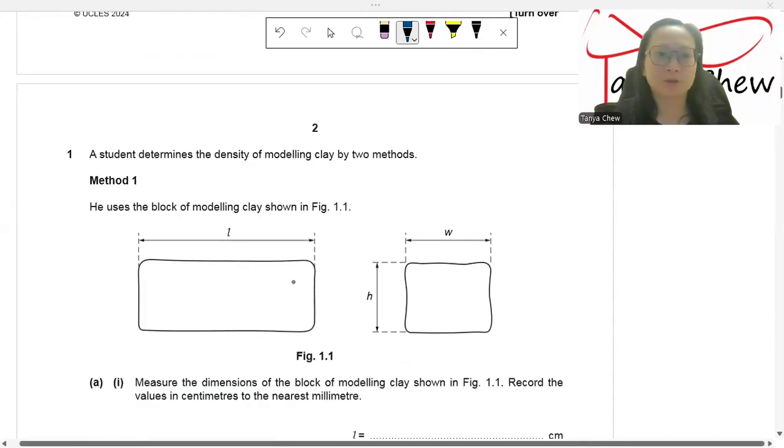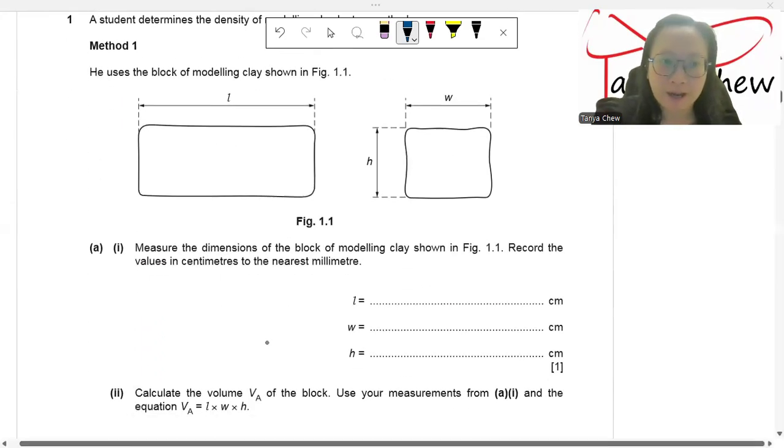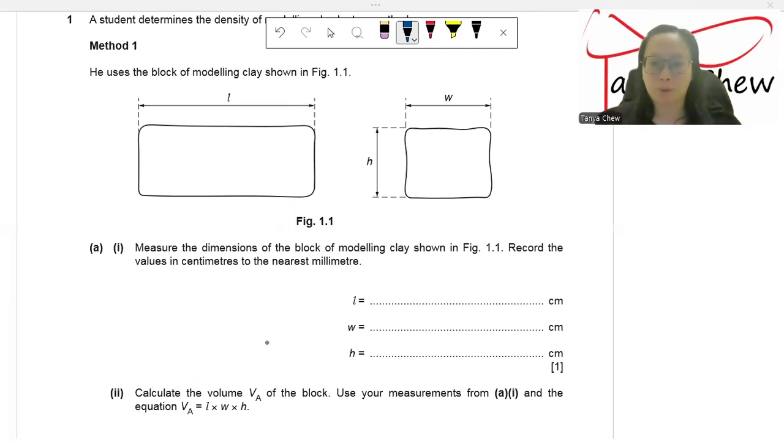Question number 1. A student determines the density of modeling clay by two methods. Method number 1. He uses the block of modeling clay shown in Fig 1.1. Part 1. Measure the dimensions of the block of modeling clay shown in Fig 1.1. Record the values in centimeters to the nearest millimeter.